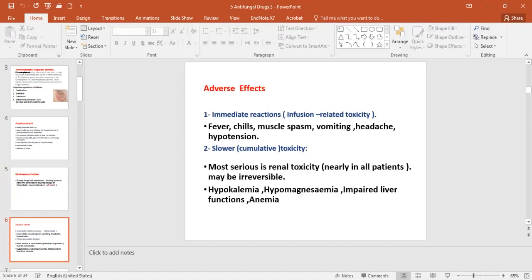الادverse effects اكو immediate reactions إذا أعطيناه عن طريق الانفيوجن. Infusion related toxicity causes fever, chills, muscle spasm, vomiting, headache, and hypotension. There is also slower or cumulative toxicity. هذه most serious is renal toxicity, nearly in all patients, and sometimes may be irreversible. يؤدي إلى مشاكل في الإلكترولايتس من ناحية الهايبوكاليميا والهايبومغنيسيميا, impaired liver function, sometimes anemia.